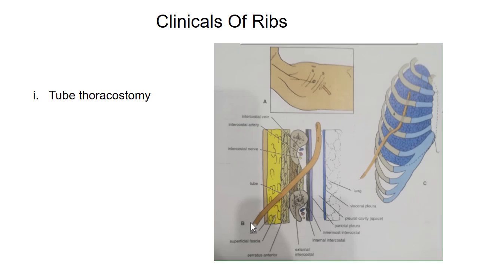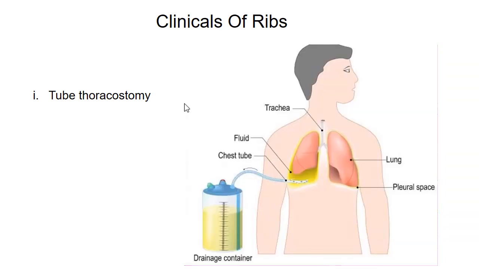The structures which are pierced in cases of tube thoracostomy, as you can see in this image, are the skin, superficial fascia, serratus anterior muscle, external, internal and innermost intercostal muscles. Then comes the parietal pleura and the pleural cavity. Here is another image which shows the insertion of a chest tube into the pleural cavity, and in this way the fluid is drained into the drainage container.